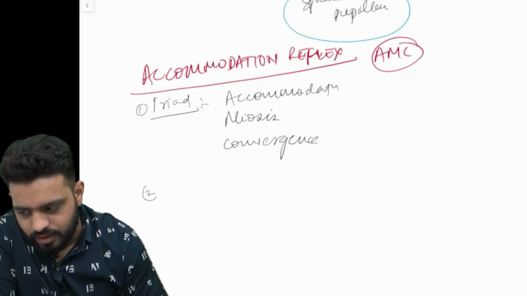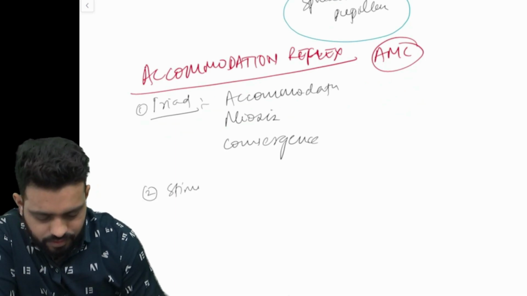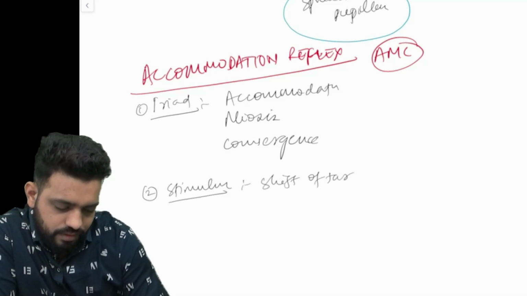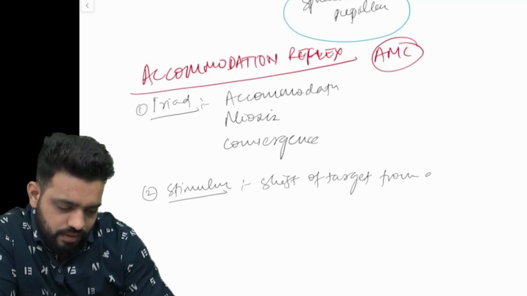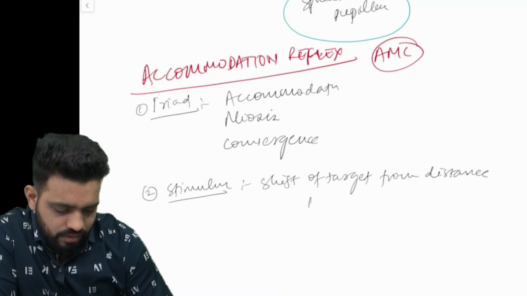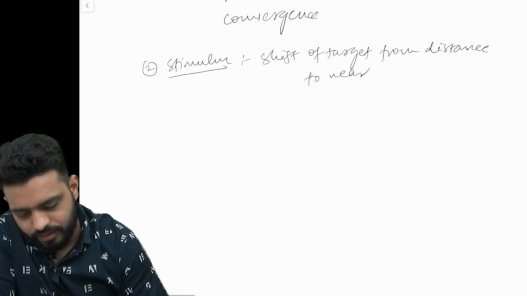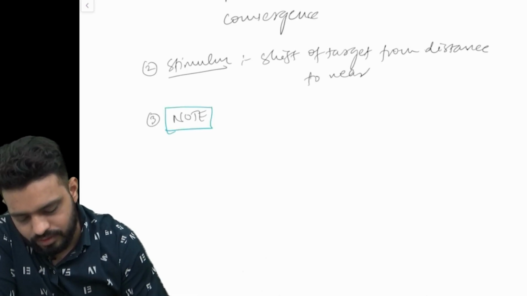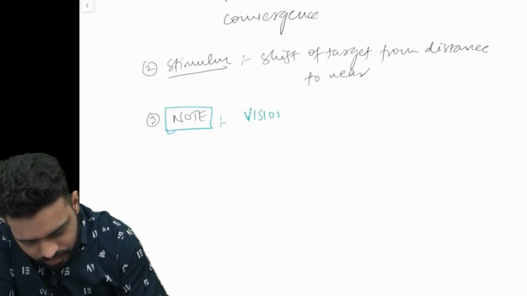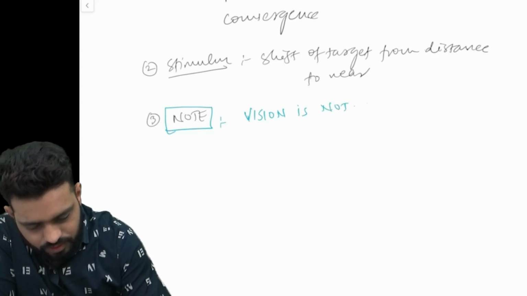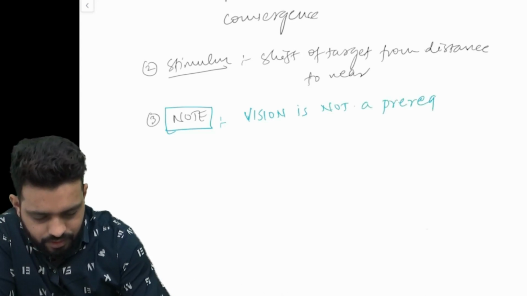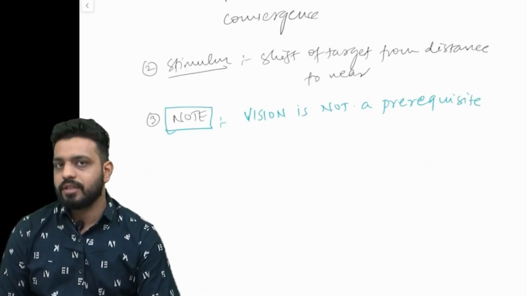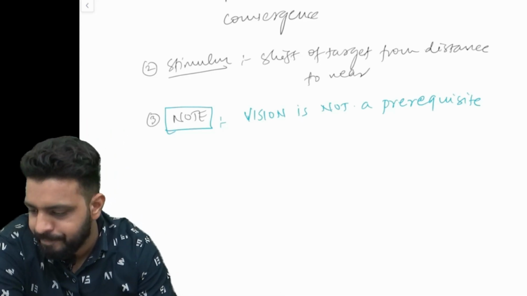Number 1. Number 2, the stimulus for this is shift of target from distance to near. And number 3, very important to note, is vision is not a prerequisite. Vision is not a prerequisite for accommodation reflex. Very important to remember. Okay.